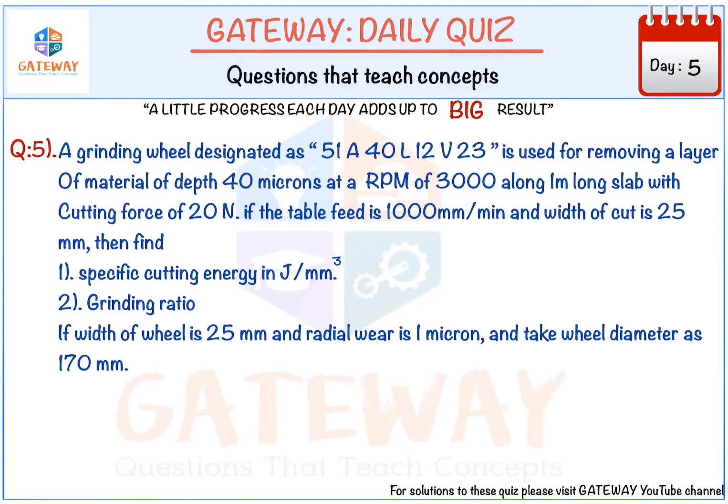First thing to find is specific cutting energy, and second thing to find is the grinding ratio. Also the width of the grinding wheel was given as 25 mm, and there was a radial wear on the grinding wheel given as 1 micron, and the wheel diameter as 170 mm. We'll solve the question.